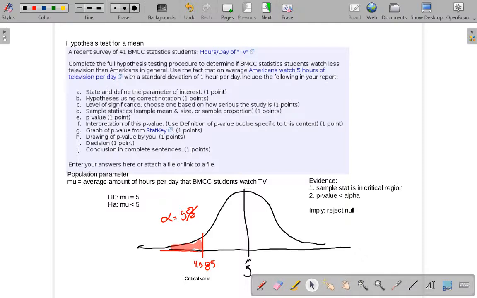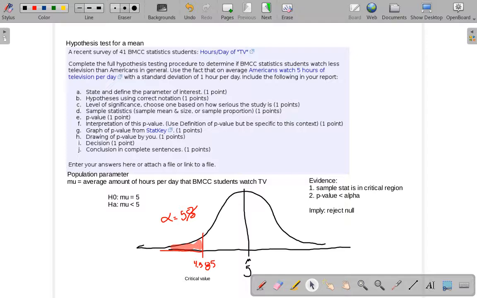Continue reading. We want to determine if BMCC statistics students watch less television than Americans in general. And we're going to use the fact that on average Americans watch 5 hours of television per day. So that includes things like broadcast TV, streaming, YouTube, you name it. Anytime someone's actively watching some kind of video thing on a screen. The standard deviation of 1 hour per day we don't need here. We'll look at that in a couple of weeks.